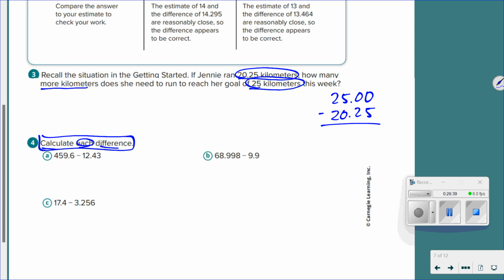We're going to start by borrowing from the 5, make it a 4, so I get across to my last 0. So 10 minus 5 gives us a 5. 9 minus 2 is a 7. My decimal comes straight down. 4 minus 0 is 4. 2 minus 2 is 0. So we need to answer it because it's a word problem. She needs to run 4.75 more kilometers.